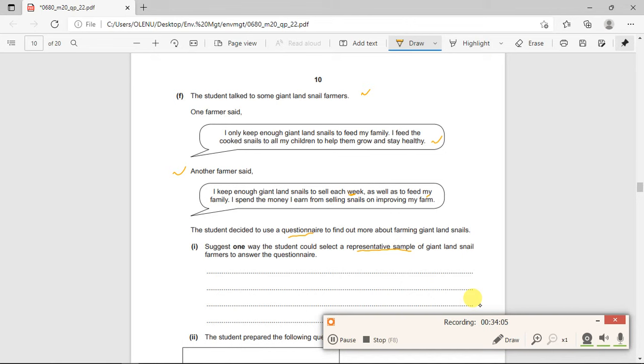This is simple. You use a method of sampling. So you can say use systematic sampling method. They can use systematic sampling method.